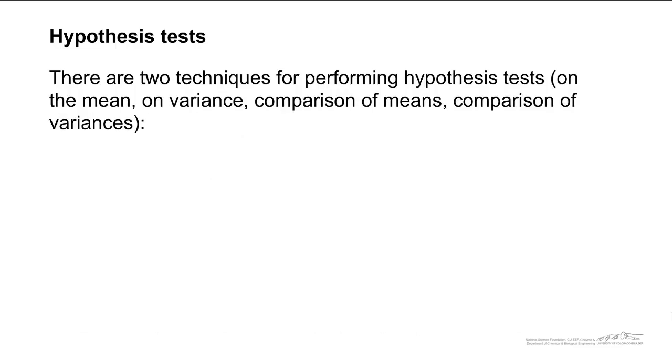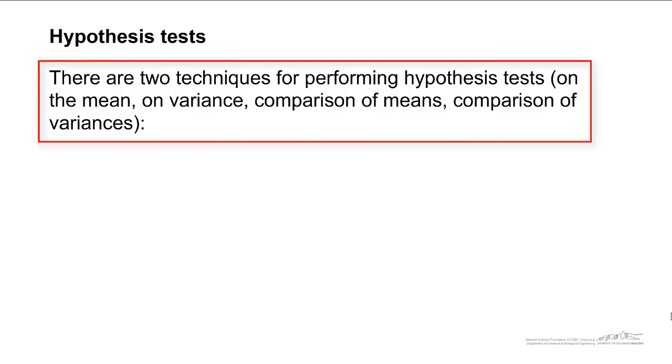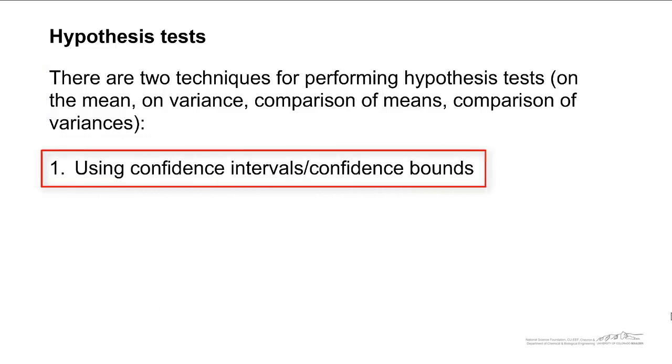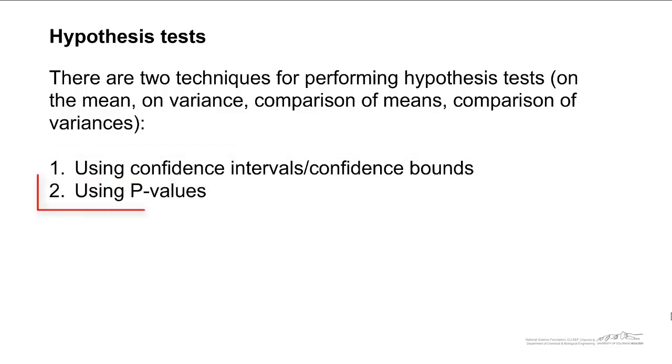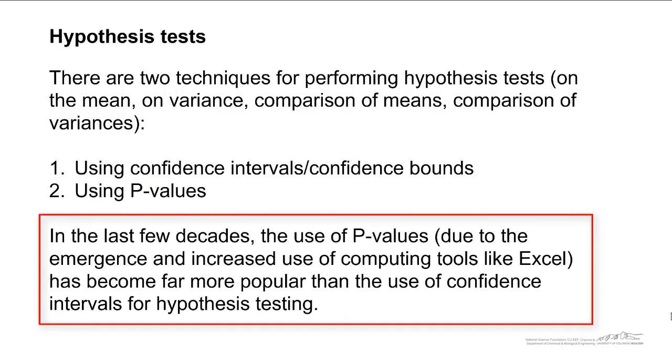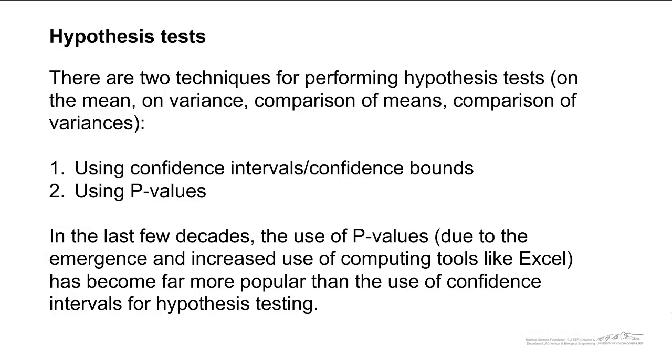As I just alluded to, there are two techniques for performing hypothesis tests. This is not just for the mean, but also for variance, comparison of means, comparison of variances, and others. The first one that I'm going to talk about in this screencast is using confidence intervals and confidence bounds. This actually is not quite as common these days as the second technique, which entails using p-values. In the last few decades, the use of p-values, due to the emergence and increased use of computing tools like Excel, has become far more popular than the use of confidence intervals for hypothesis testing. So the techniques in this screencast actually aren't used as frequently as p-values in hypothesis testing, so just keep that in mind.